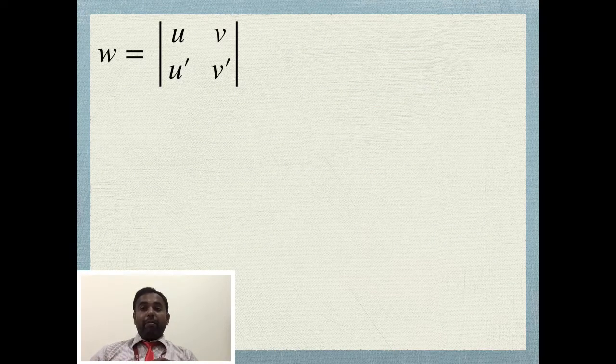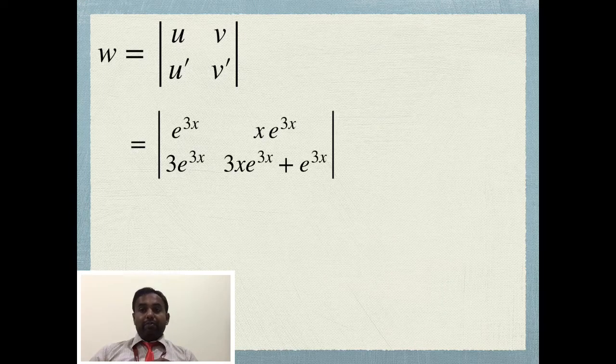In the next stage, I'll be calculating the Wronskian. For calculating the Wronskian, I'll be taking the values of u and v. Of course, for v, I'm supposed to apply the product rule. In the first stage, I'll be having u and v. In the next stage, I'll be having u dash, which is 3 e^(3x), and v dash is 3x e^(3x) plus e^(3x). Calculating the determinant, I'll be getting e^(6x) as the Wronskian.